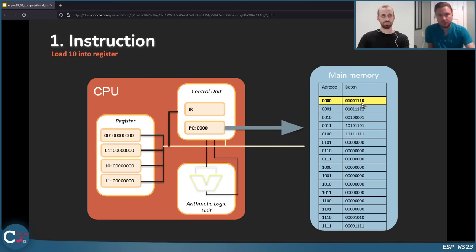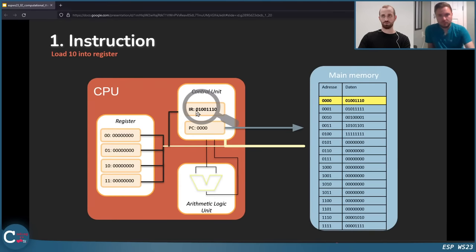And here we have an instruction. So this is the data. We load this instruction into our instruction register. The instruction is just 01001110. This is our instruction. Not very meaningful for us now, but with our instruction set architecture we can have a look at what this instruction really means, and then we can execute it.